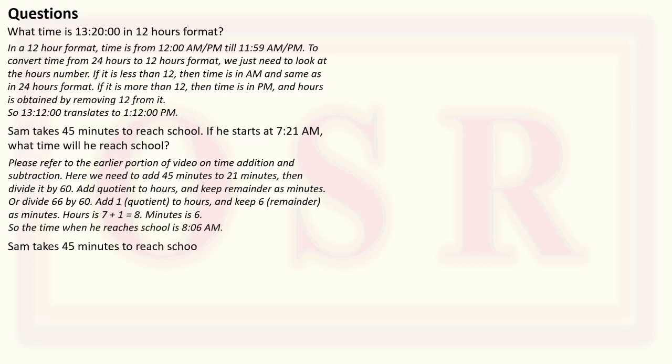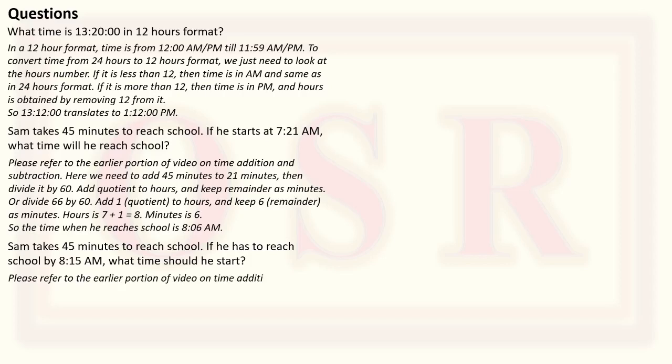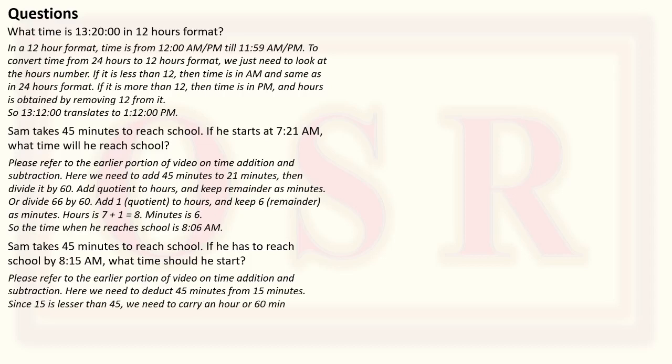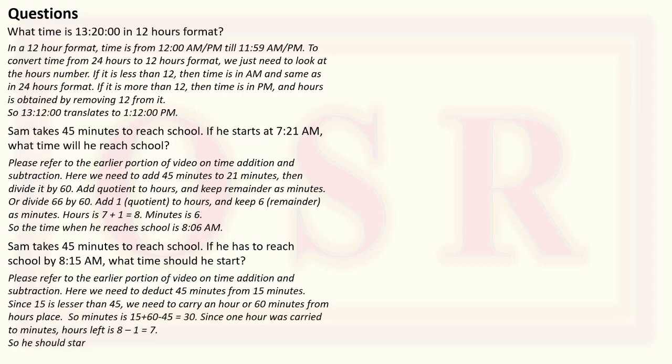Now Sam takes 45 minutes to reach his school. If he has to reach school by 8:15 am, what time should he start? Now again this is a question of subtraction. Please refer to the earlier portion of video on time addition and subtraction. Here we need to deduct 45 minutes from 15 minutes. Since 15 minutes is lesser than 45, we need to carry an hour or 60 minutes from hours place. So minutes is 15 plus 60 minus 45 is equal to 30. Since an hour was carried to minutes, hours left is 8 minus 1 is 7. So he should start for school by 7:30 am.